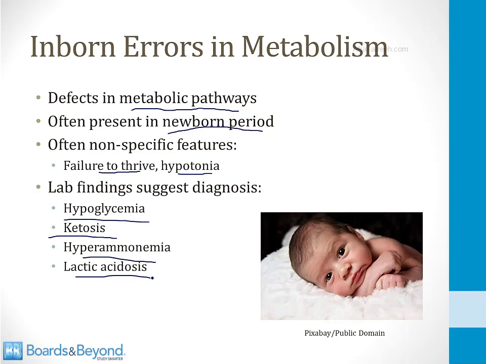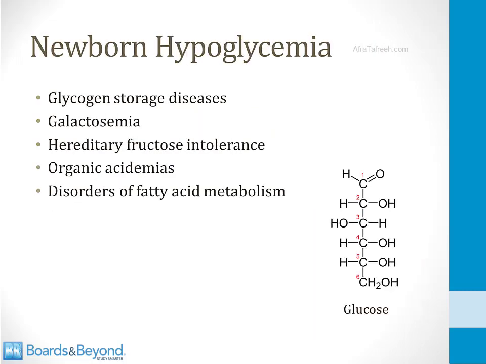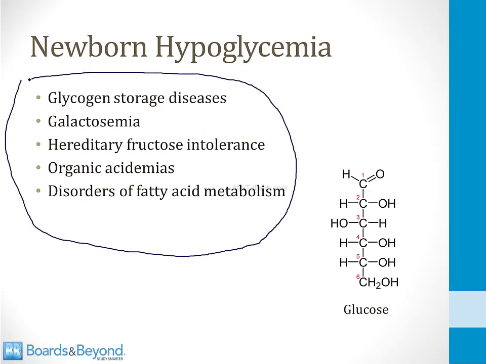All of these disorders are discussed in detail in other videos, but here we're going to pull them all together and talk about how to sort out a problem where you're faced with a baby who's got a number of these different lab findings. Let's start by talking about newborn hypoglycemia. All of the metabolic disorders I've listed on this slide can potentially cause newborn hypoglycemia. So in the next few slides, we'll go through them one at a time and talk about how to identify the exact cause of newborn hypoglycemia.